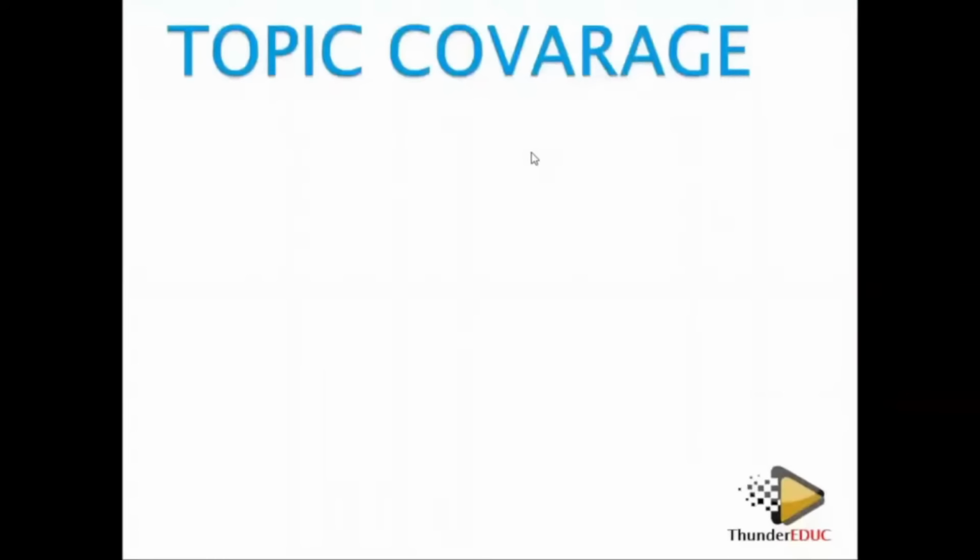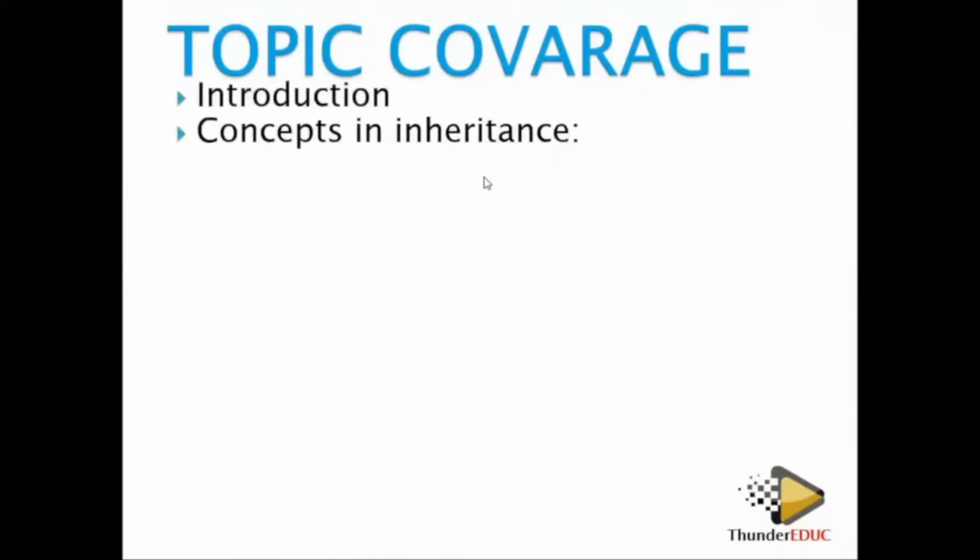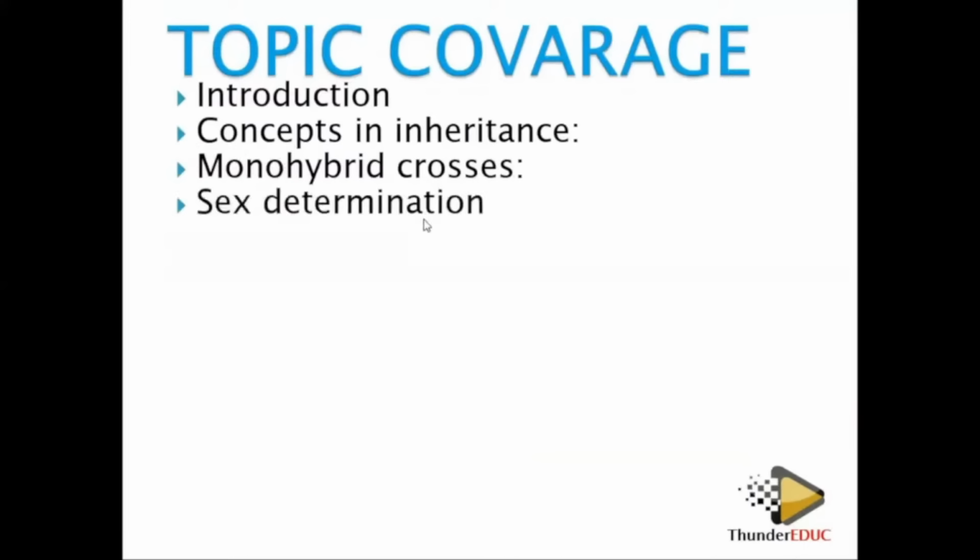Basically, in this topic, these are the things you need to cover. I'm going to cover the following subtopics. The first one is concepts of inheritance, the terminologies. You need to know the terminologies. Monohybrid crosses, crosses which involve one character. Mono means one character. Sex determination: what is the percentage chance of producing a girl or a boy? How do you determine the sex of a kid?